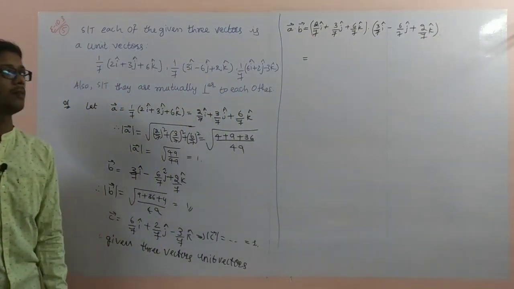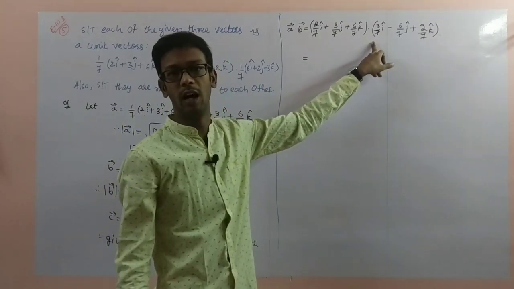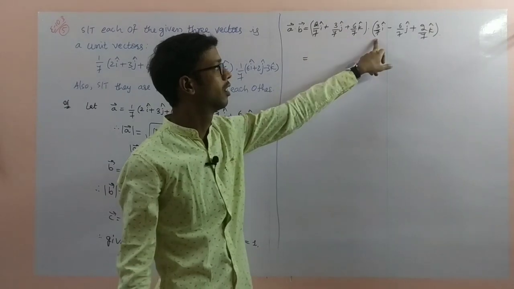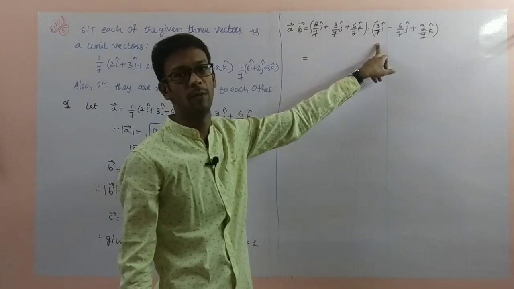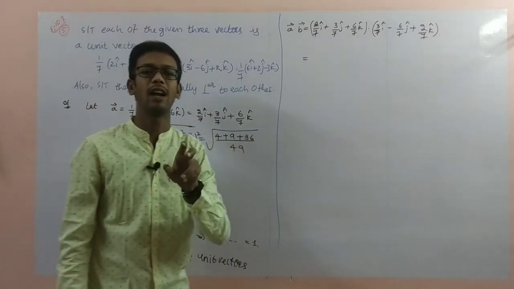So A bar dot B bar. Dot product is nothing but what? Corresponding coefficients are multiplied. And the dot product value should be a scalar or real number.